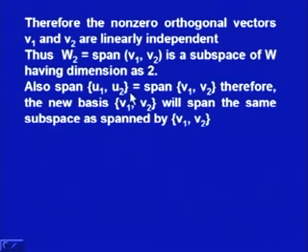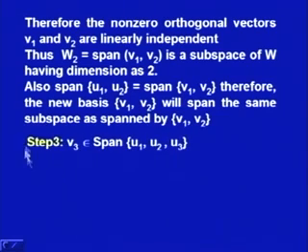Further, span of u1, u2 is the same as span of v1, v2. Therefore, the new basis v1, v2 will span the same subspace as spanned by u1 and u2. So, we have got two vectors. Now, we try to extend this to 3 vectors. For this, a similar procedure is applied.